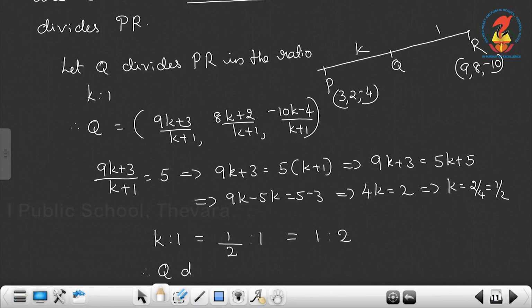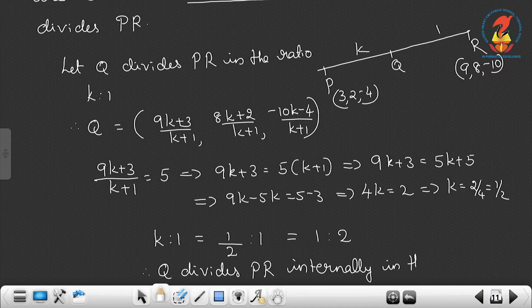Therefore, Q divides PR internally in the ratio 1 is to 2.